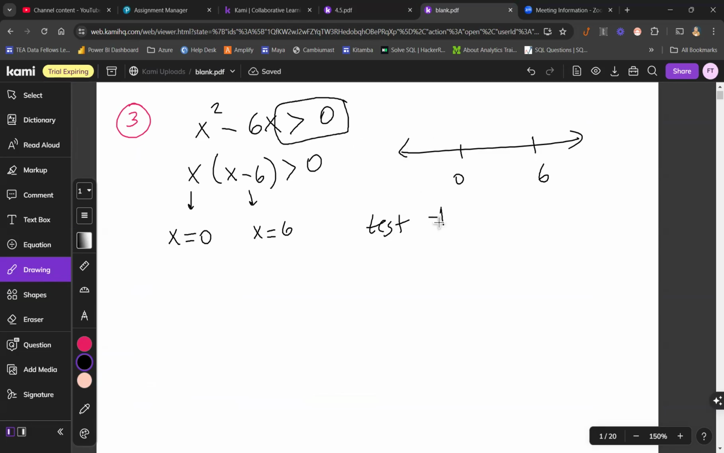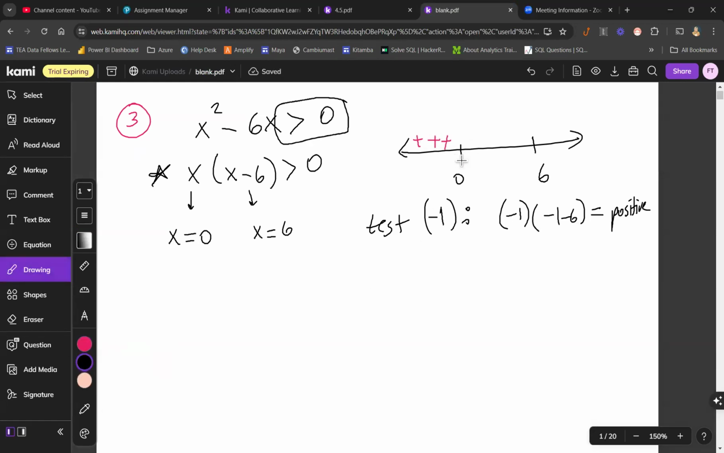So let's test -1. When I test -1, again, we will always test here. So I need x times (x minus 6), so I need -1 times (-1 minus 6). This is a negative number, this is a negative number, so their product will be a positive number, which is what we need for this problem.